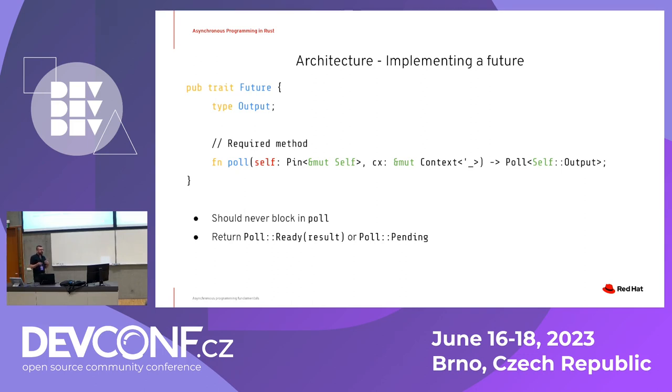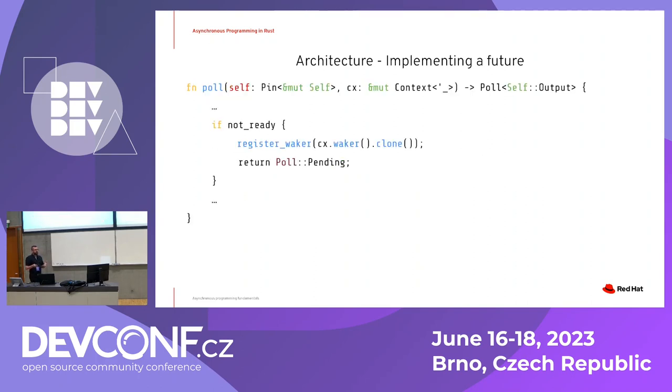And the basic idea is that you just define what output the future should give, and then you have this poll method. What the poll method essentially does is it polls over and over again as it's woken up, and you return either that you're ready and you return the result, or you return poll pending and it goes back to sleep until it's woken back up and can make more progress. One note is that you should never block in poll, as that can cause problems, and we'll get into that a little more in future slides.